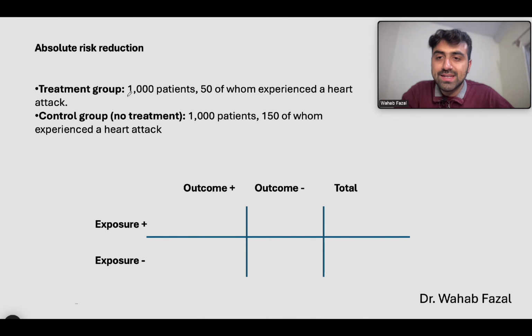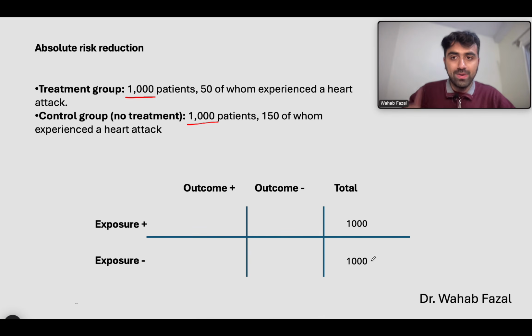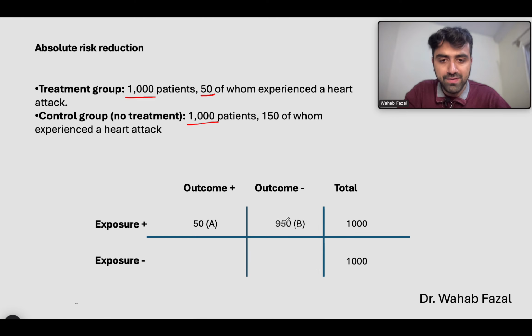First of all, let's write the total exposure positive people. These are people who got the treatment. So 1000 in total, and 1000 people who did not get the treatment. This is the control. If you've seen our clinical trials video, you know what the treatment group is, what the control group is, and how a clinical trial works exactly. 50 people in the exposed group, in the treatment group, developed the disease. They experienced a heart attack. That leaves us with 950 people who got the medication and did not get a heart attack.